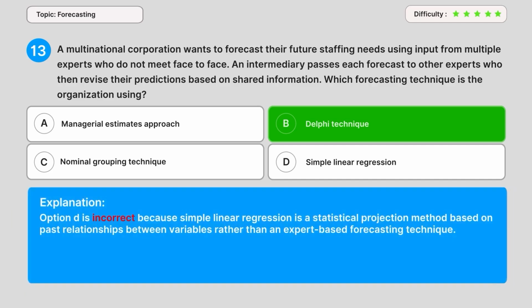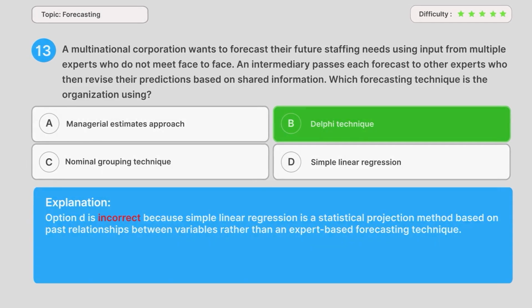Option D is incorrect because simple linear regression is a statistical projection method based on past relationships between variables rather than an expert-based forecasting technique.